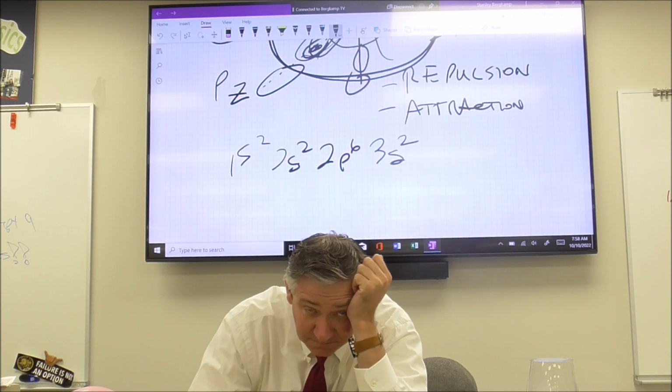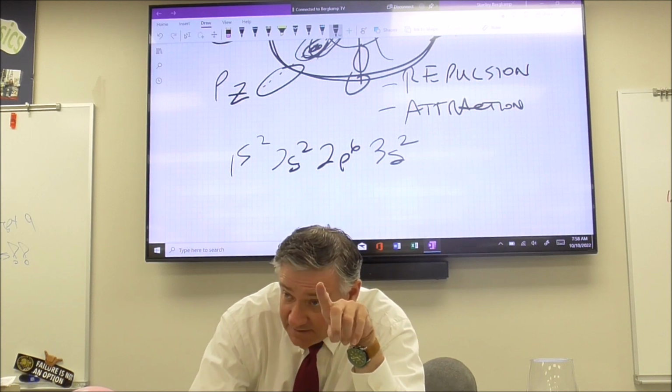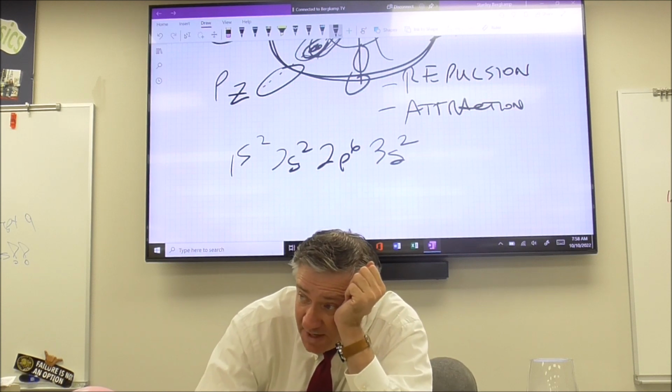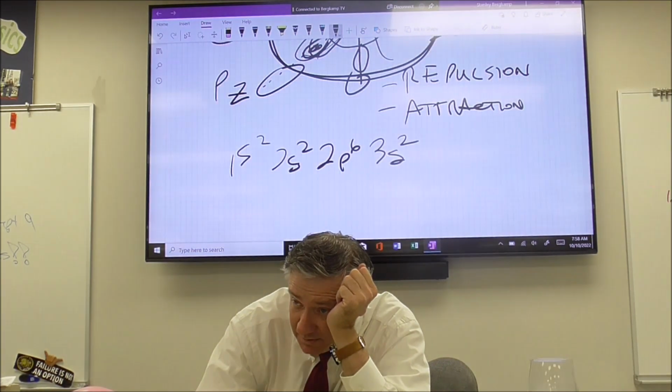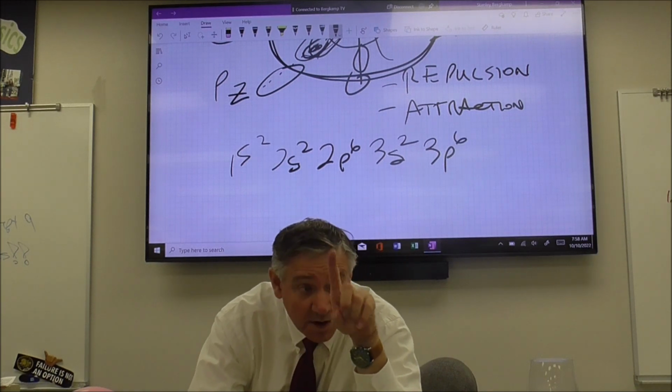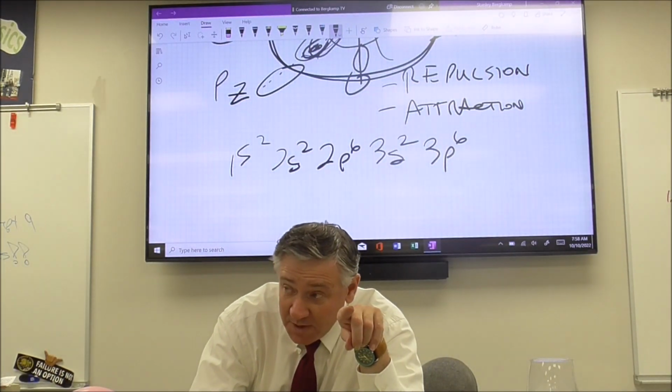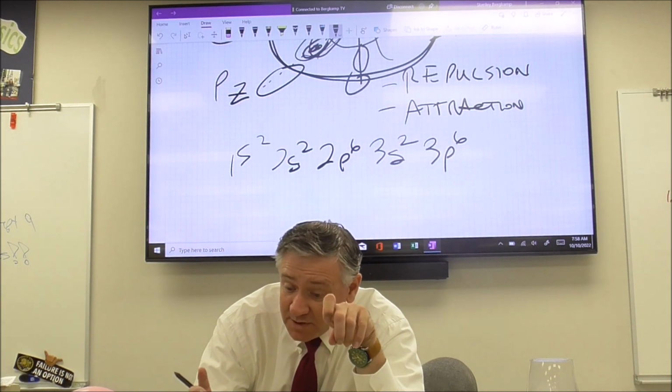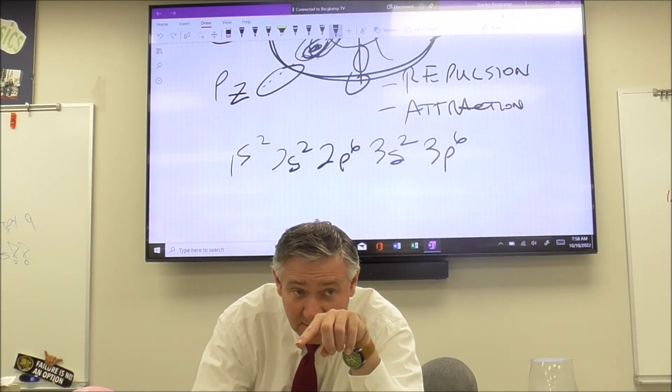3s2, right? Now, chutes and ladders. After you fill 3s, then what do you fill? 3p. Then what do you fill? Do you go from 3p to 3d, or do you go from 3p to 4s?